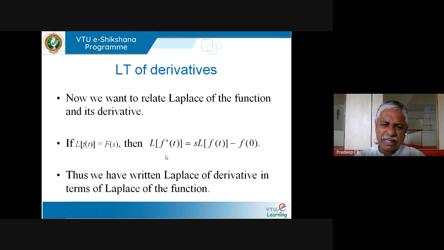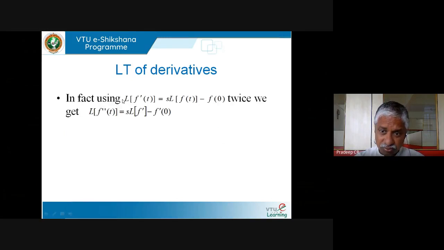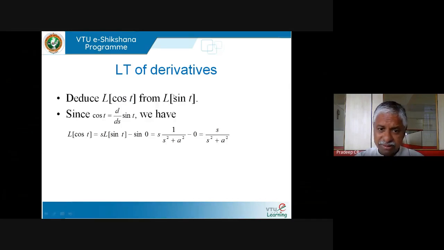I can't really see a good problem to illustrate this result. So I will take one of the standard ones which says, deduce L of cos t from L of sin t. Of course, we know already what is Laplace of cos t, Laplace of sin t, both we know. But just to illustrate this formula, I will take up this question. So we know L of sin t as 1 by s square plus a square. From this, try to deduce Laplace of cos. So I know cos is derivative of sine.